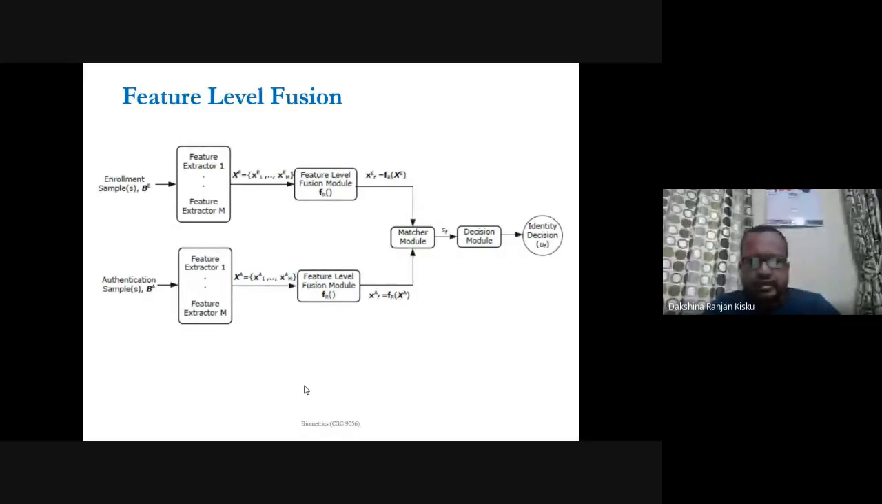In the feature level fusion module, we get the consolidated feature set, and this consolidated feature set is used for matching purposes.